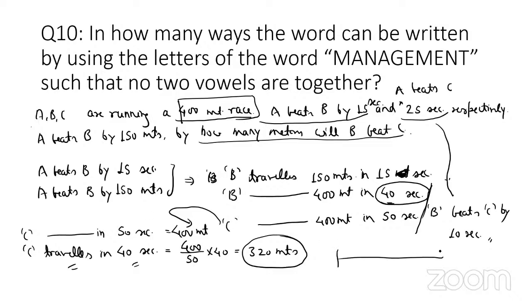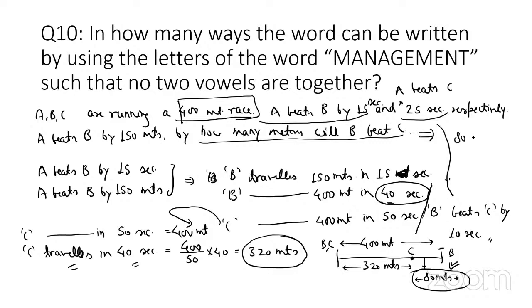Let's say B and C started together. B reaches the destination point, which is 400 meters away from the start point. In the same time, when B reached the destination, C traveled 320 meters. So guys, now we can easily say that in this race, C is beaten by 80 meters, right? Because C has to cover 80 more meters. So C got beaten by 80 meters, or B beat C by 80 meters. So guys, the answer to this question must be 80 meters. Right, everyone?